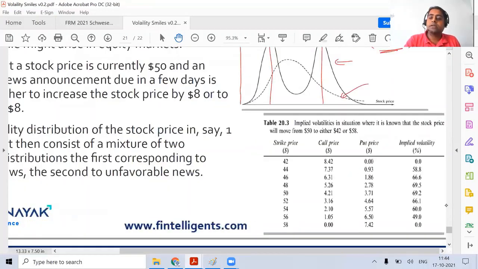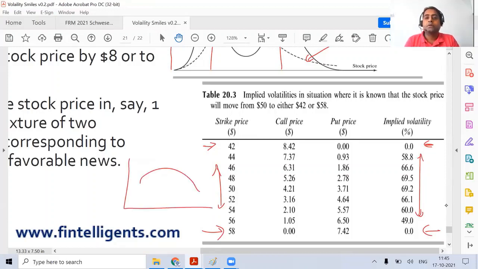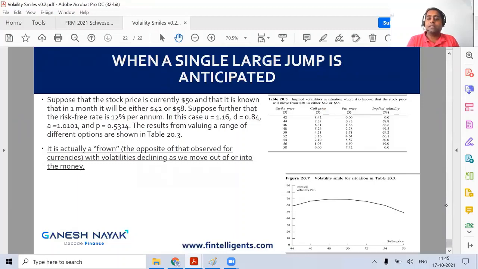You can look at this implied volatility situation. At a lower strike price and at a higher strike price, implied volatility goes down. But in between, implied volatility is very high. And hence, we see something like this. A frown. And they have given you a similar example: $50 moving $8 down or $8 up. All good. The diagram which we see is something like this.